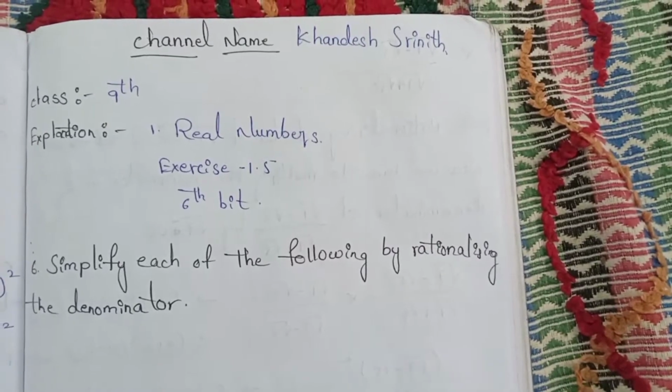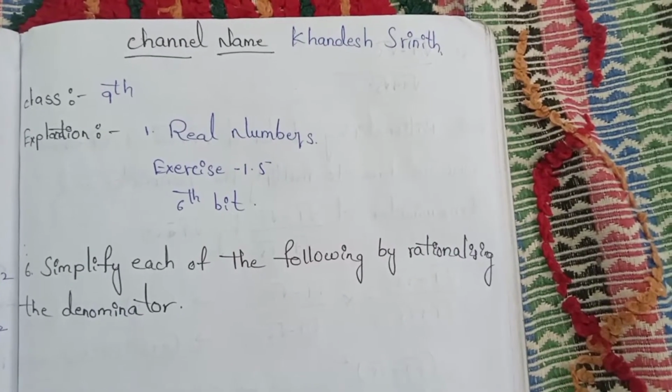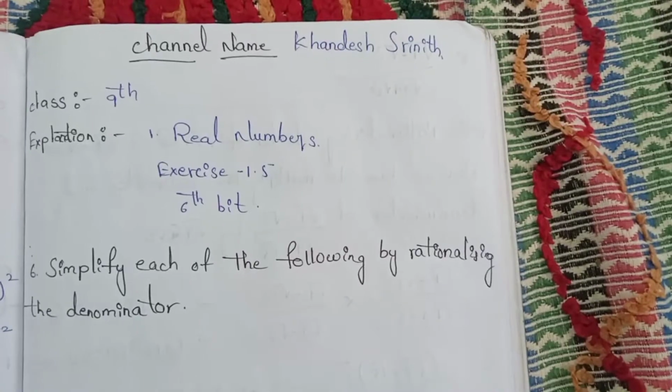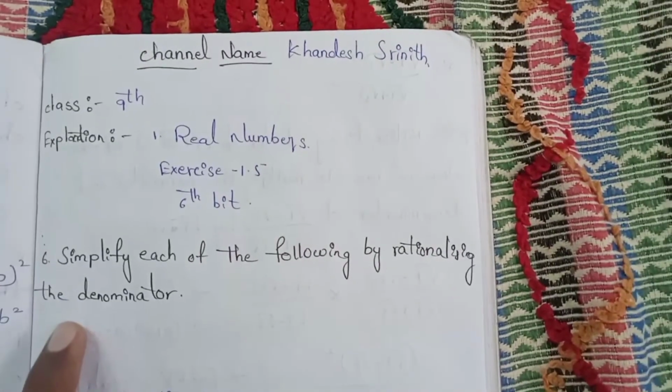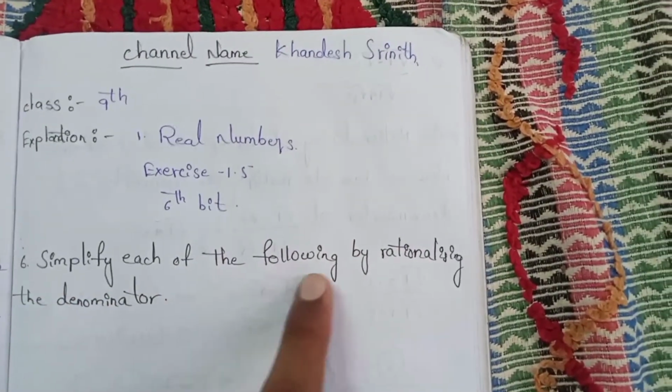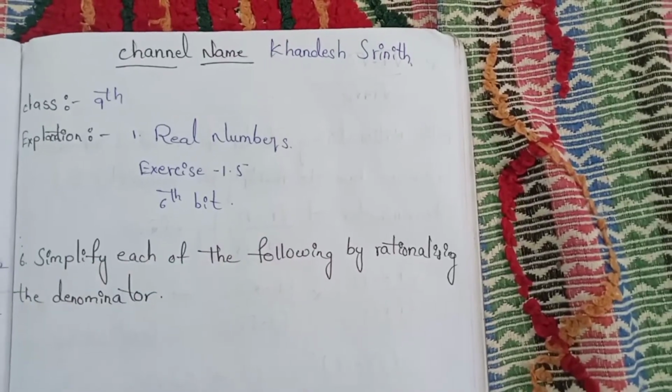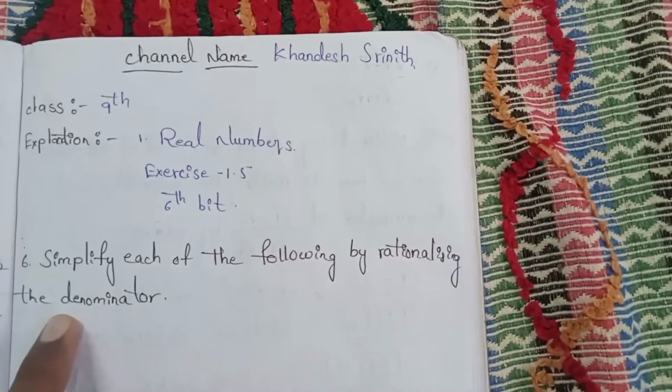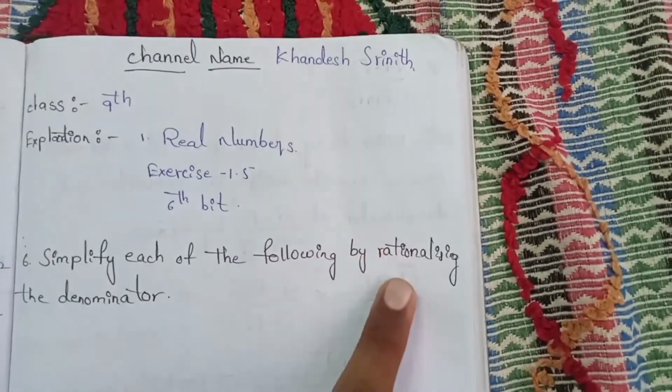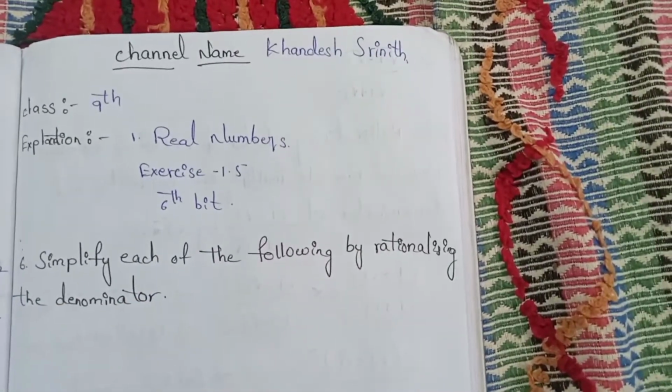Now I am going to explain in this session first chapter real numbers, exercise 1.5, sixth bit. Simplify each of the following by rationalizing the denominator. You already know what we have to rationalize the denominator for.